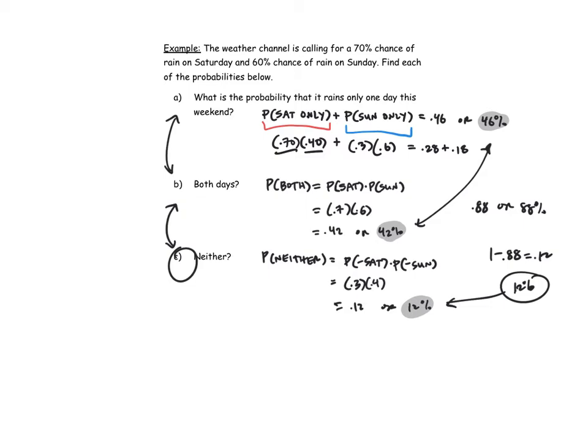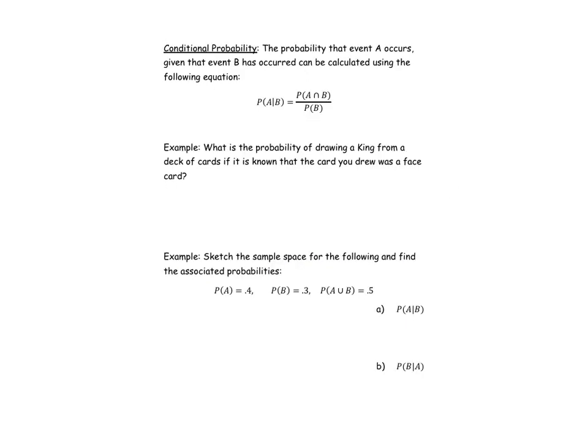All right, let's look at some conditional probability problems. Okay, a quick review of conditional probability. The probability that event A occurs, given that event B has occurred, can be calculated using the following equation. We talked about that one on the lead slide up there. So what is the probability of drawing a king from a deck of cards if it is known that the card you drew was a face card?